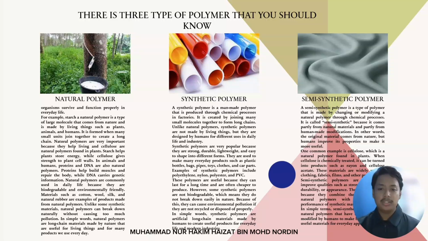And the last one, semi-synthetic polymer. A semi-synthetic polymer is a type of polymer that is made by changing or modifying a natural polymer through a chemical process. It is called semi-synthetic because it comes partly from natural materials and partly from human-made modification. In other words, the original material comes from nature, but humans improve its properties to make it more useful.